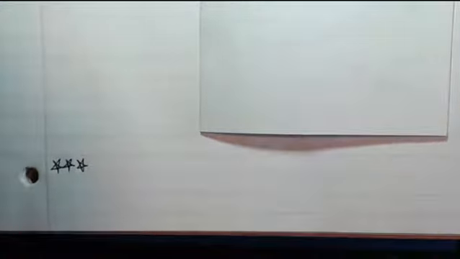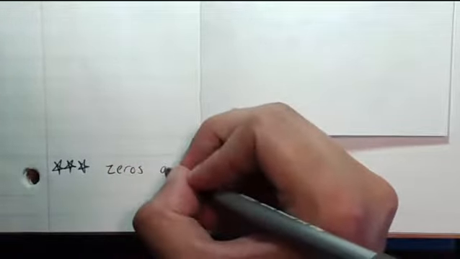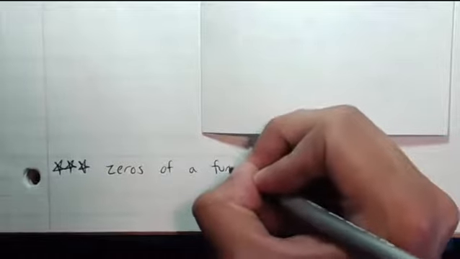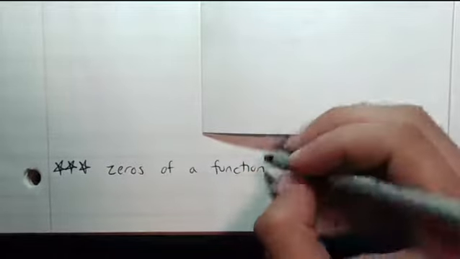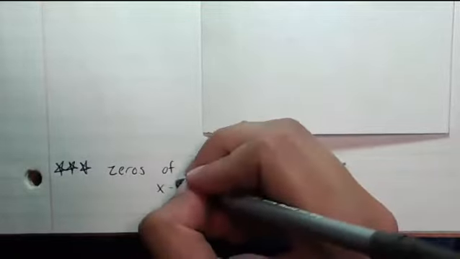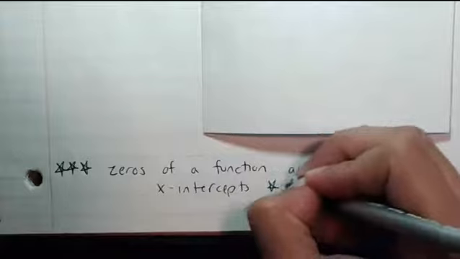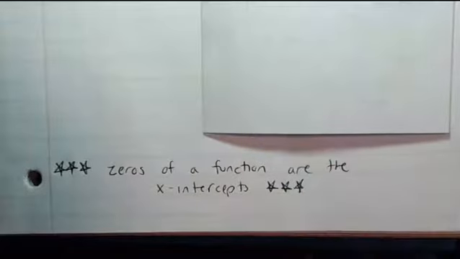So I'm going to put a triple star here. This is something you need to remember after you glue that in. That the zeros of a function are the x-intercepts. And go ahead and highlight that as well.